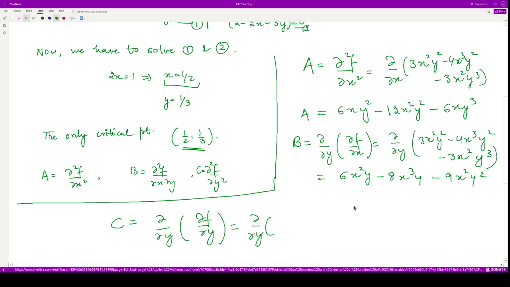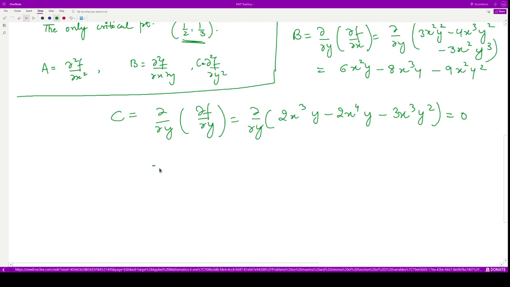So let me write it here. 2x cube y minus 2x power 4 y minus 3x cube y square, that is equal to 0. So we can differentiate it. So what would this be? It would be 2x cube minus 2x to the power 4 minus 6x cube y. So this is your C.